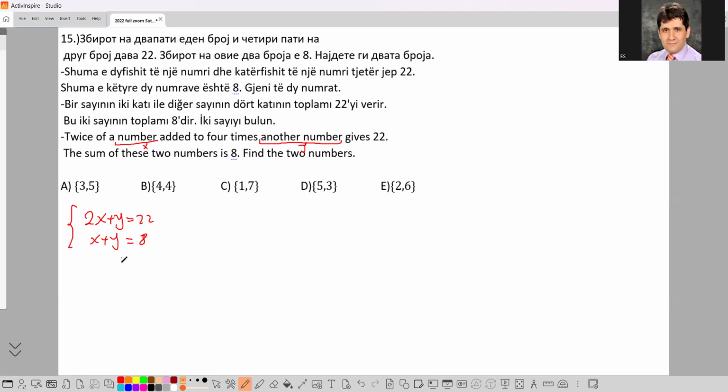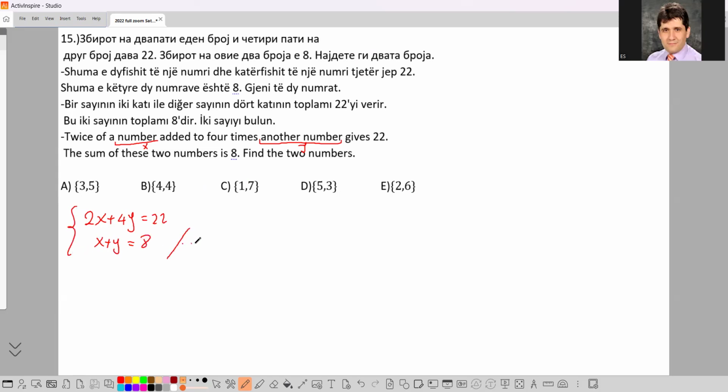Right, we can subtract side by side. So 2x minus x, that's just x. Y, oh, it's 4 times another number. Sorry, my first equation has a mistake. So it says 2x plus 4 times another number is 22. And then x plus y is 8.